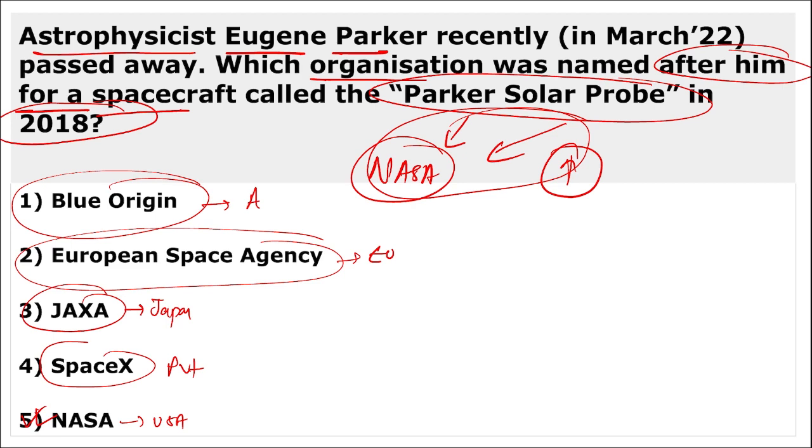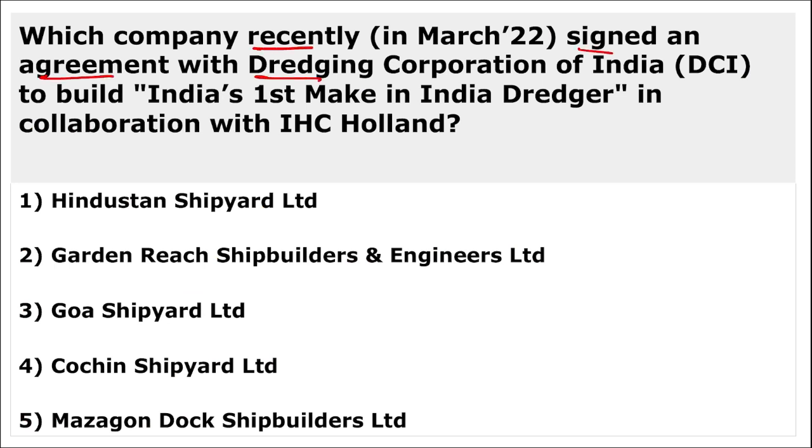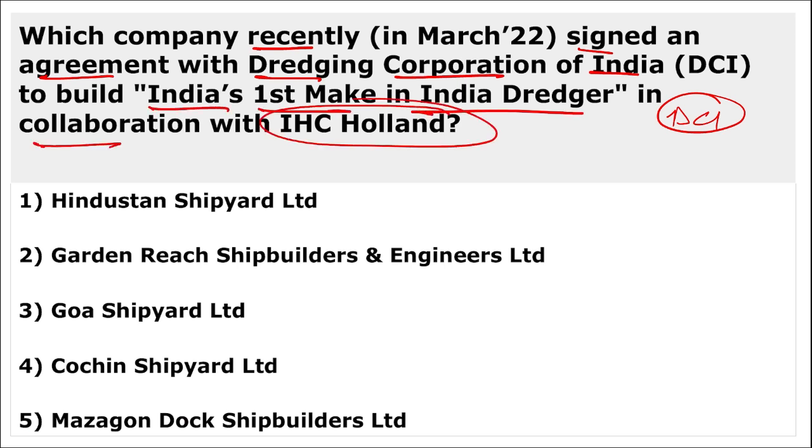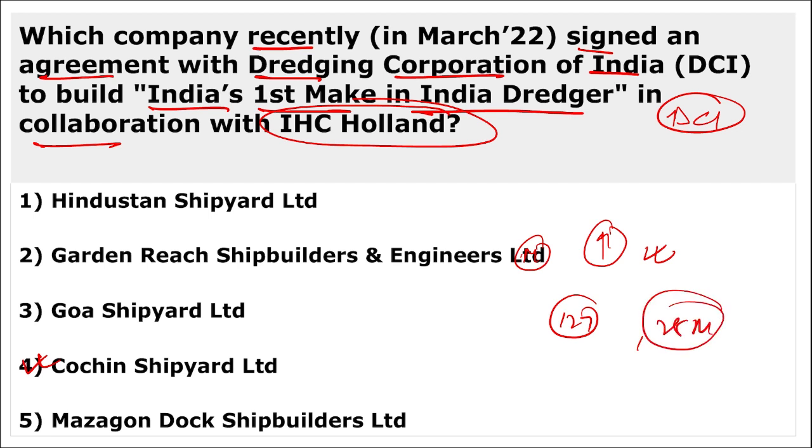Jeff Bezos. Next, which company recently signed an agreement with the Dredging Corporation of India, DCI, to build India's first Make in India dredger in collaboration with IHC Holland? It is Cochin Shipyard Limited. The objective of the dredger is to fulfill the Maritime India Vision 2030 with well-equipped dredgers for port operations, to bring down the logistics cost of cargo. A dredger is a boat fitted with a special machine used to increase the size of harbors, rivers and canals. It is 127 meters long and 28 meters wide, and based on a Beagle platform of IHC. IHC is Industrieele Handels Combinatie of Holland. So the company helping is Cochin Shipyard Limited.